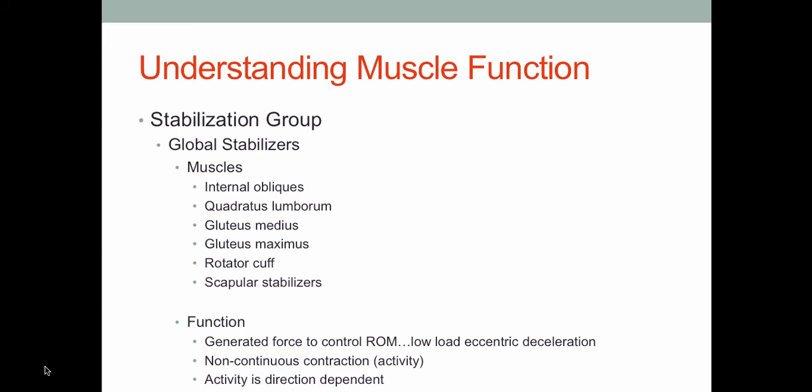Then looking at the global stabilizers, these are larger muscles that stabilize. They're global, so they do cross more than one joint most of the time. We have the internal oblique, the quadratus lumborum, the gluteus medius, the gluteus maximus, the rotator cuff muscles, the scapular stabilizers. These generally function to generate force or control range of motion. They are low load, eccentric, decelerating contractions. They have a non-continuous contraction. They turn on and they turn off, and the activity is direction dependent.